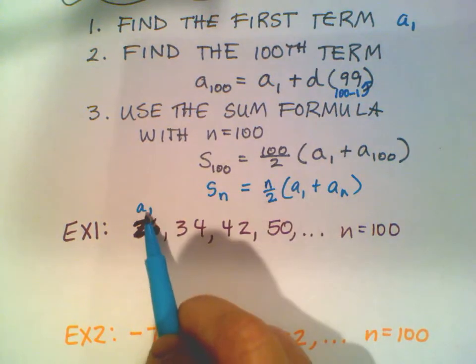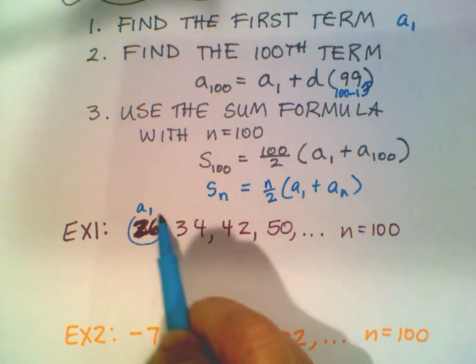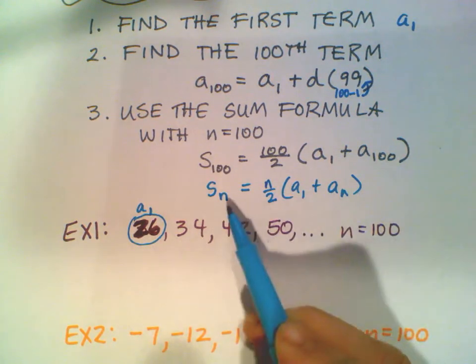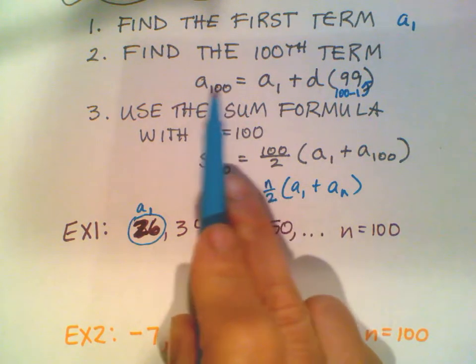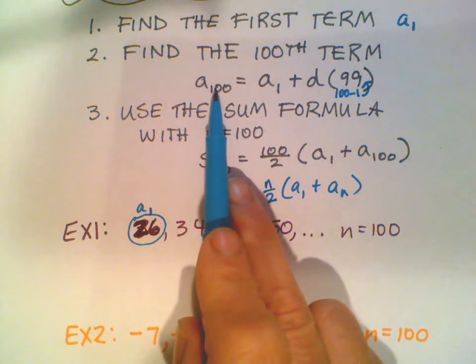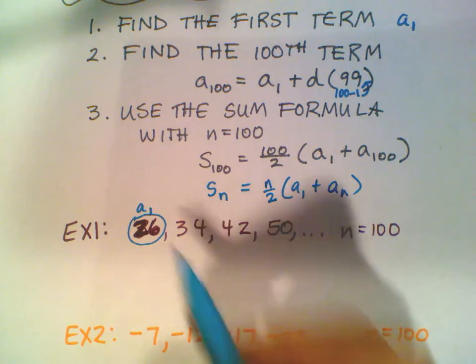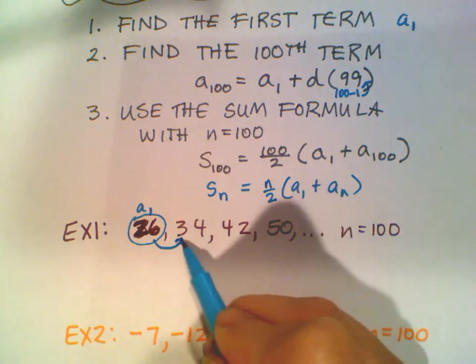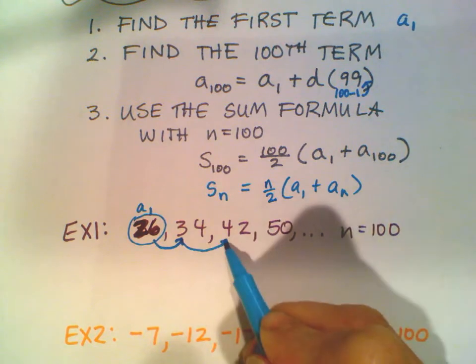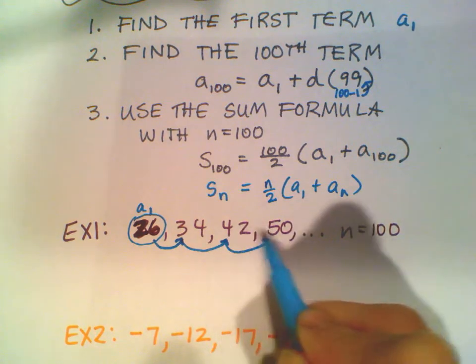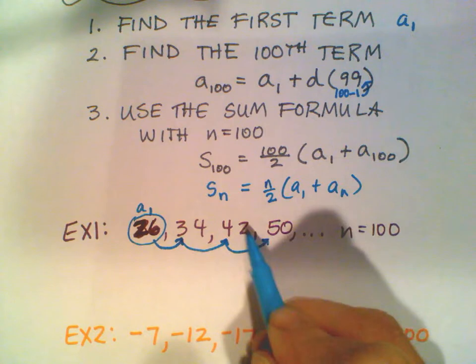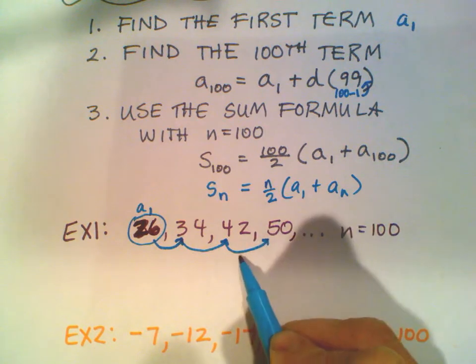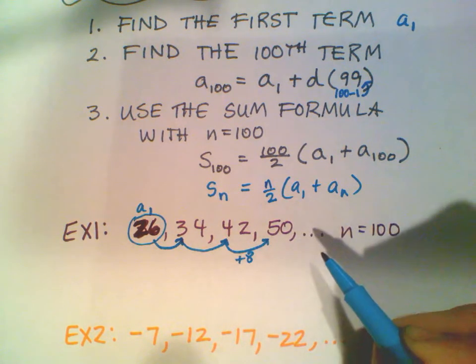So I have my a sub 1, my first term. Now I need to find a sub 100. So I need to find the 100th term. In order to do that, I need to figure out what's going on here, what's being added each time. And between two numbers, sometimes it's easier to see than others. And right here from 42 to 50, plus 8 seems very obvious to me.